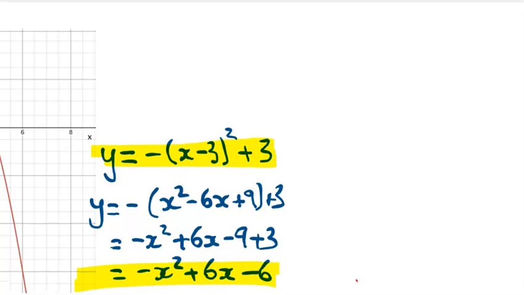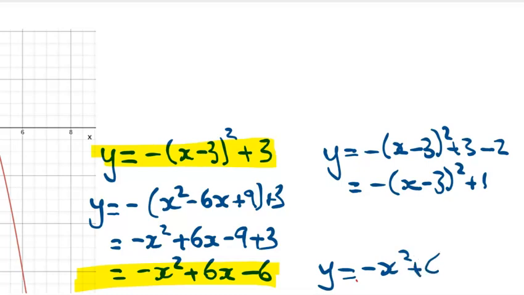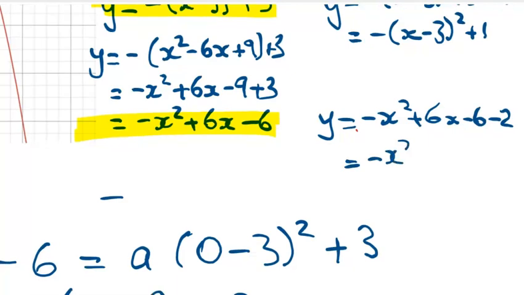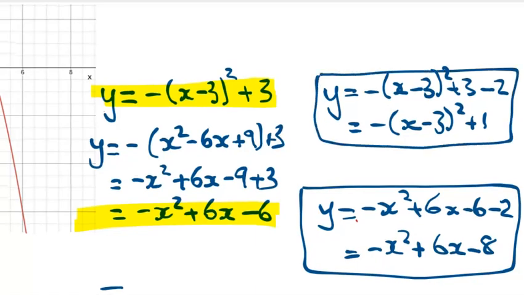Let's do it with both. We get y equals negative (x minus 3) squared plus 3, and then we take away 2. That gives me negative (x minus 3) squared plus 1. Or we can take it off here. We get negative x squared plus 6x minus 6 minus 2 to shift it down, which gives me negative x squared plus 6x minus 8. Okay, so that's one way to write it, and that's the other way to write it. Now at the end I'll show you all of this in GeoGebra.